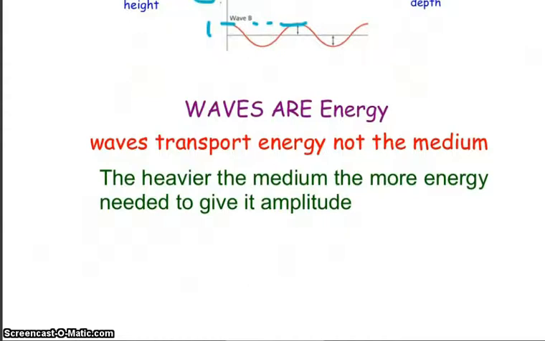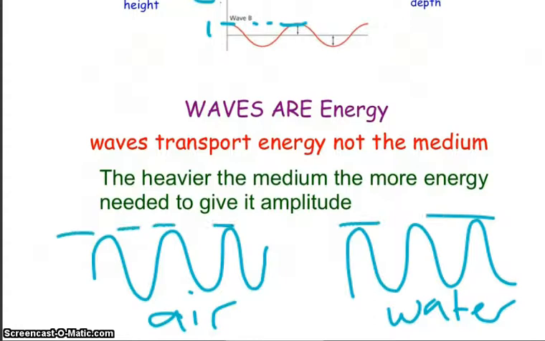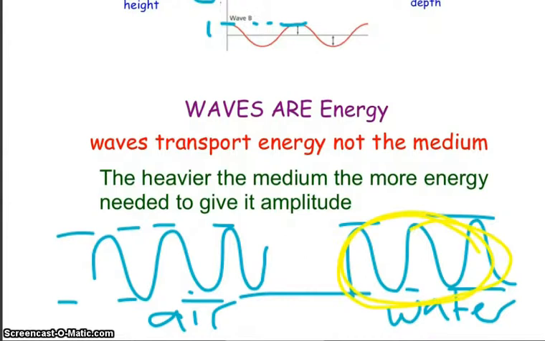Waves are energy. Waves transport energy, not medium. And the heavier the medium, the more energy needed to get the amplitude. So, if you have the same amplitude, and this one is traveling through air, and this one is traveling through water, and they have the same amplitude, this one has more energy because water is a heavier medium. You got to put a lot more energy to vibrate it. So think about the steps you take. You're walking through air versus you're walking through water. It takes a lot more energy to walk through that water. Same with the waves.